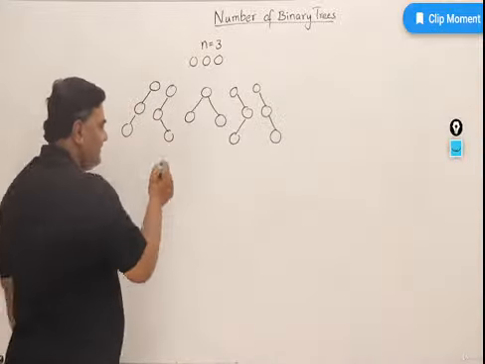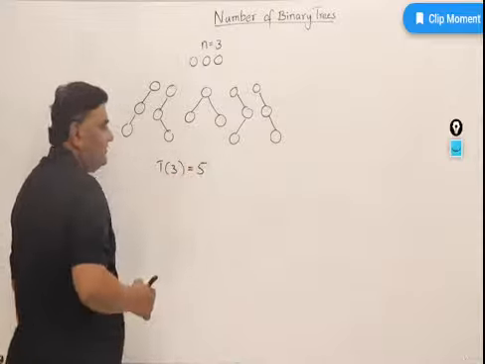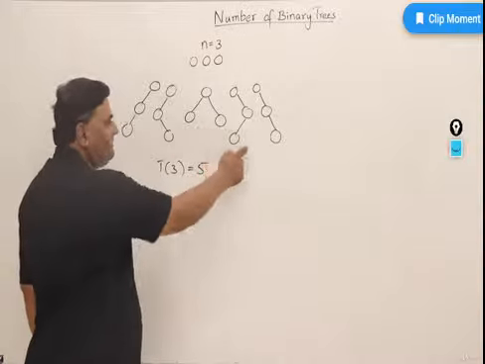There are 5 different trees. So if there are 3 nodes given, the number of trees, if it is a function, then the value of this function is 5. So if there are 3 nodes, we can generate 5 differently shaped binary trees. 1, 2, 3, 4, 5.